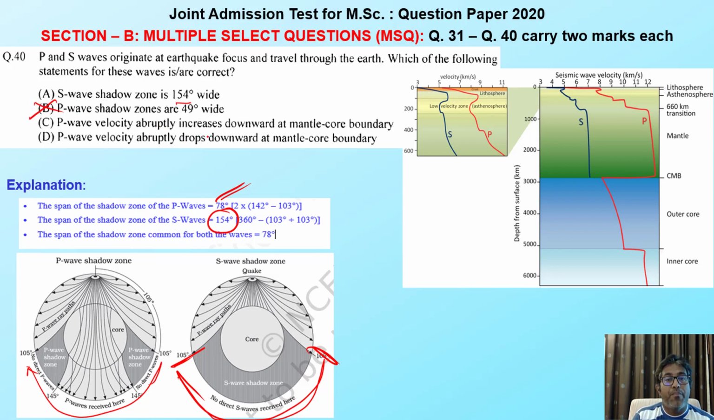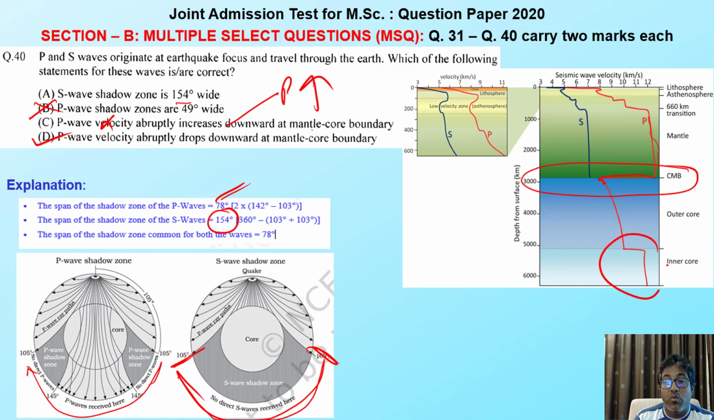P wave velocity abruptly increases downward. P wave velocity increases moving from the mantle-core boundary. This is my mantle-core boundary. Let's see whether it is increasing or not. Now it is going very well in the mantle. Once it hits the core-mantle boundary, it abruptly decreases, not increases. So this is not my option. My option is D.